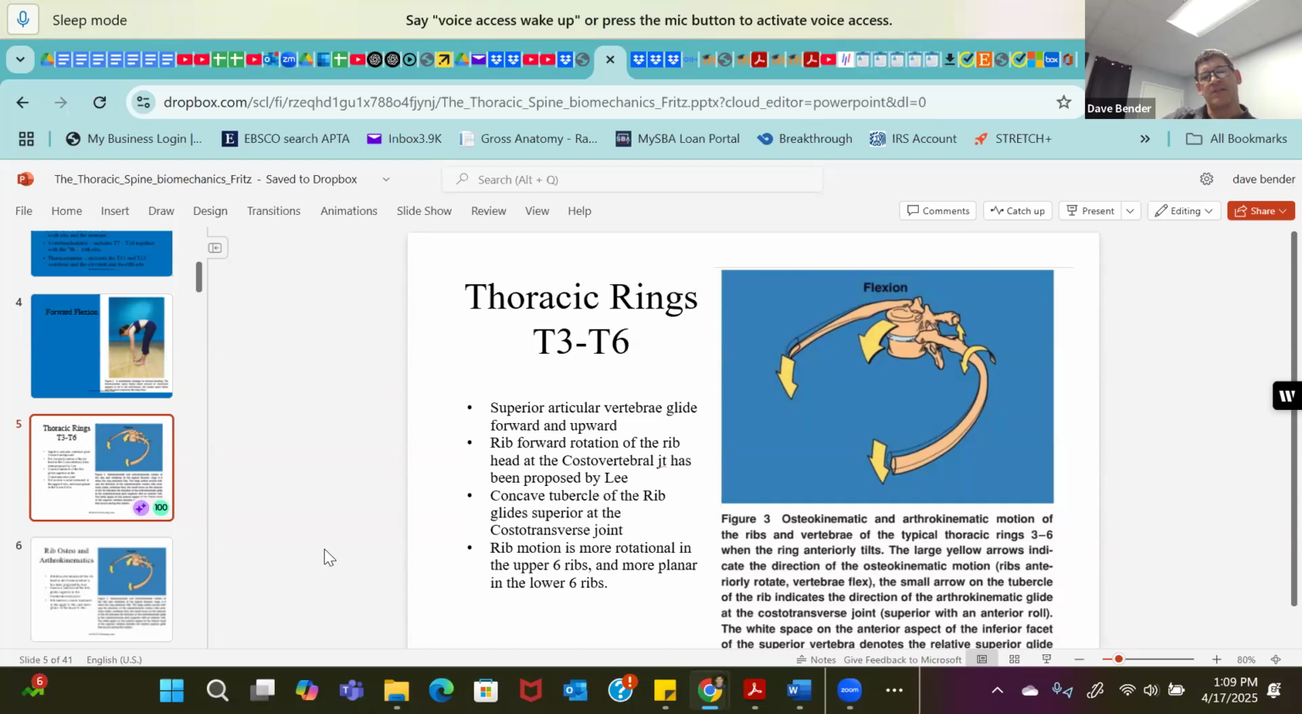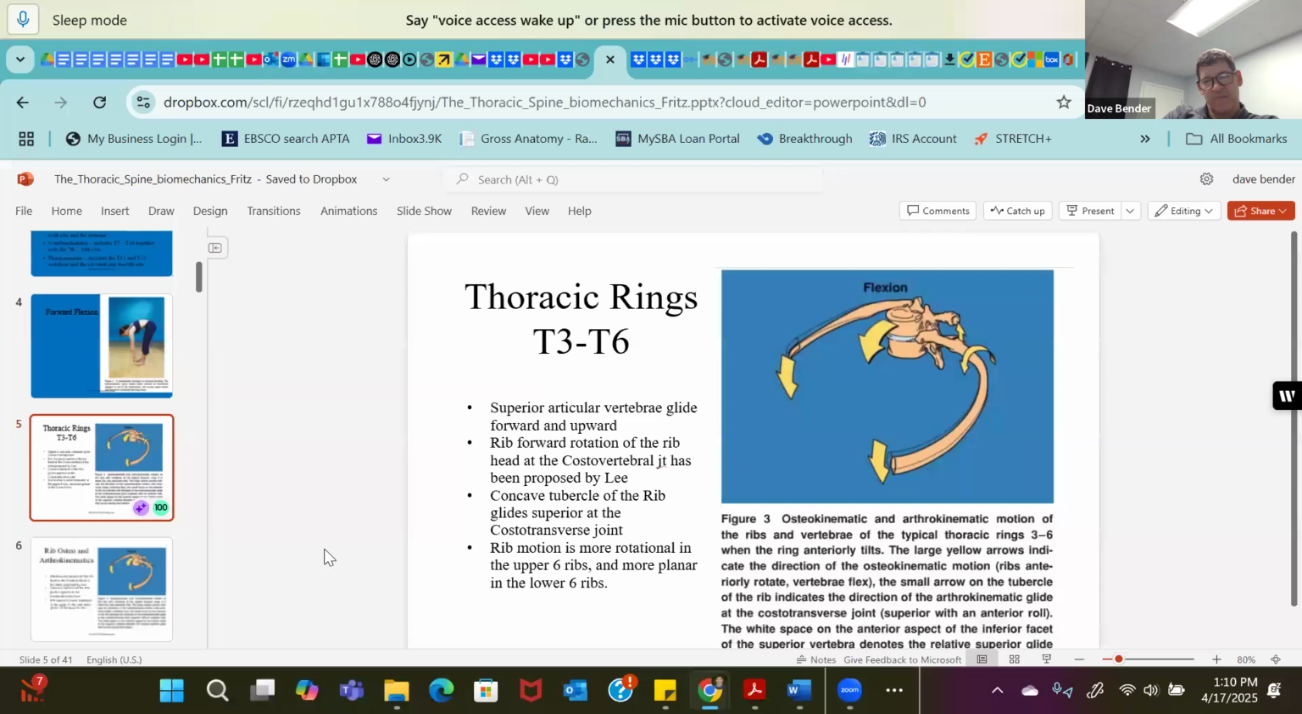So thoracic rings T3 to T6. If we're looking at forward flexion in this region, one thing we think about is the superior vertebrae gliding forward and kind of upward on the inferior vertebrae. The ribs in this diagram, as you can see, there's going to be a bit of forward rotation motion that occurs at the ribs with the forward flexion that we have.